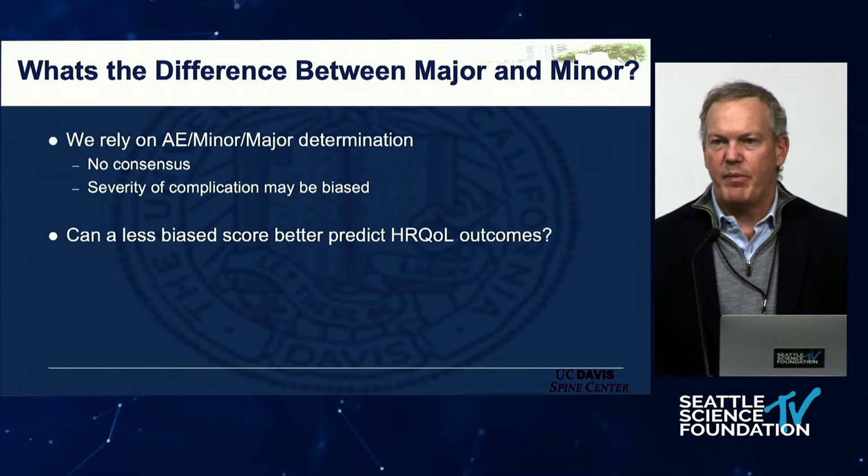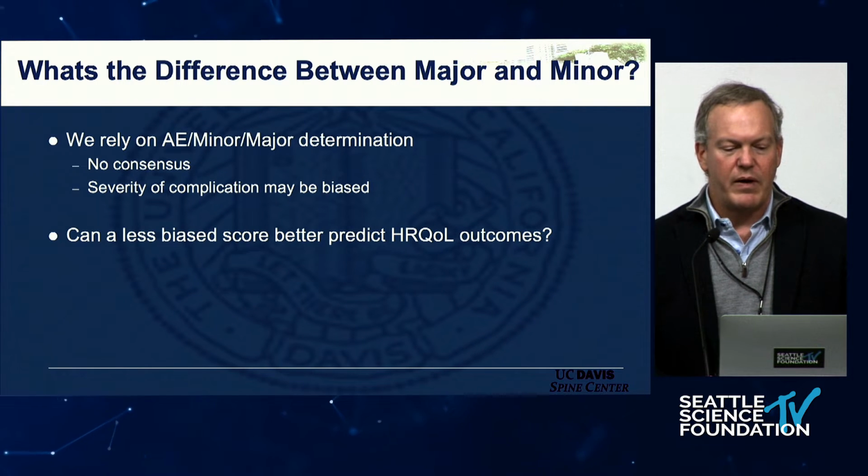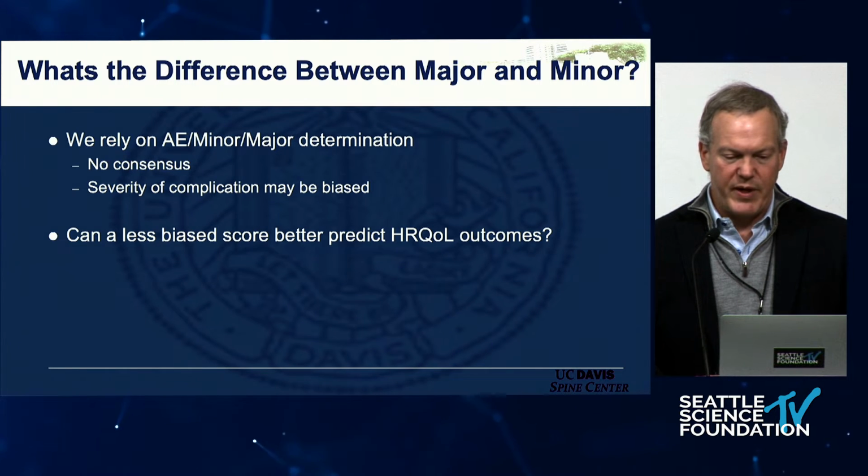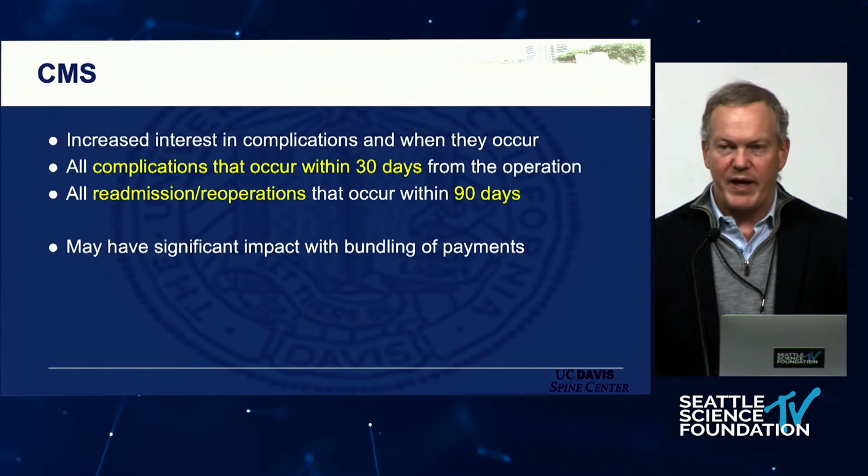And maybe if we came up with a better score, maybe we could predict our HRQL outcomes better. And part of the issue is understanding what a major or minor complication is. There's been a lot of work in this.